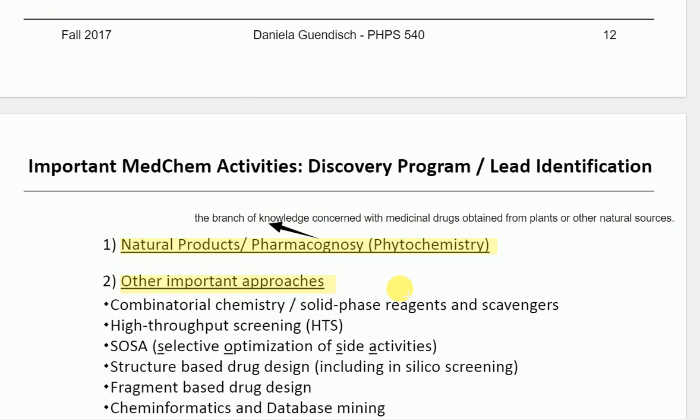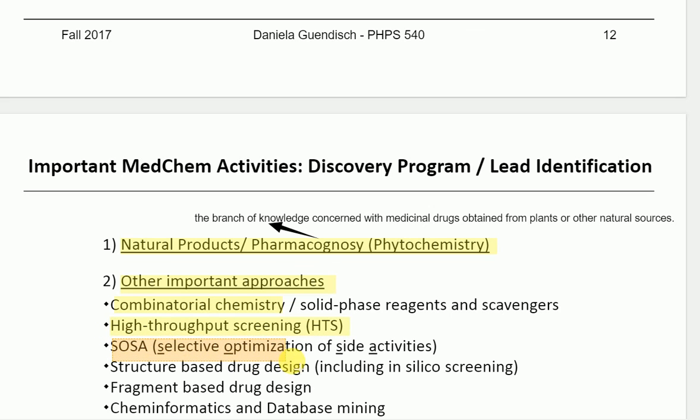Pharmacognosy is the branch of knowledge concerned with medicinal drugs obtained from plants or other natural sources. Phytochemistry. So here are some other important approaches. So there is combinatorial chemistry, which was an important topic we discussed earlier. Or it can be called solid phase reagents and scavengers. Another important thing, HTS, high throughput screening.